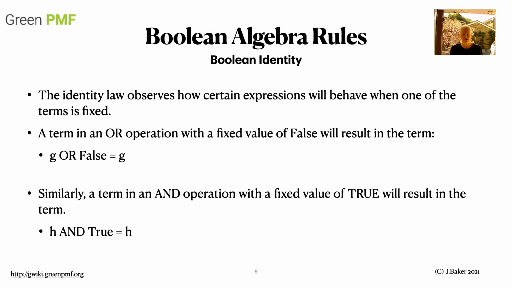This is all to do with identity. The identity law observes how certain expressions will behave when one of the terms is fixed. A term in an OR operation with a fixed value of false will return the term: G or false equals G. And similarly, a term in an AND operation with a fixed value of true will result in the term: H and true equals H.